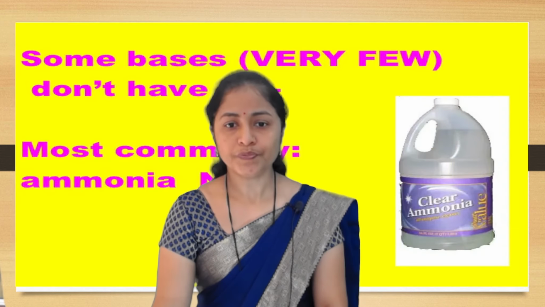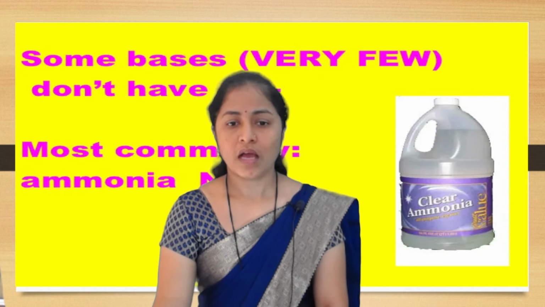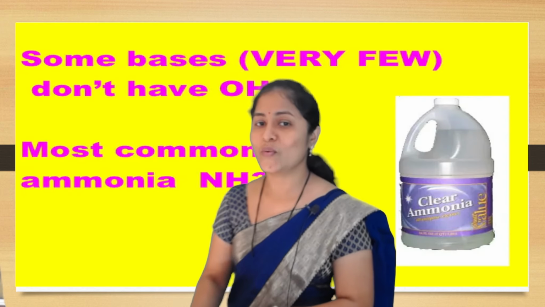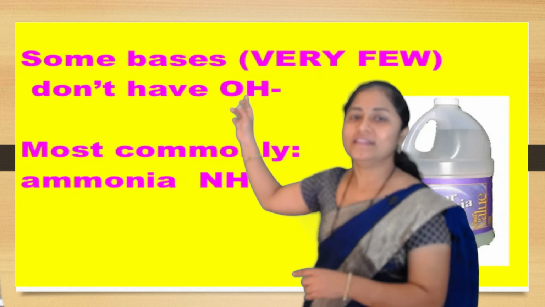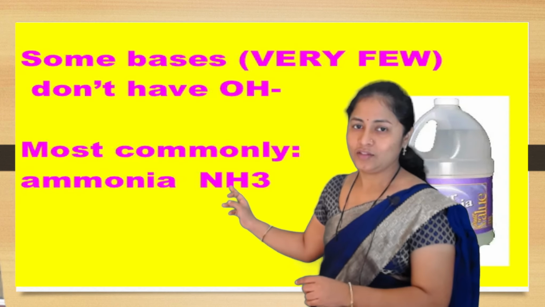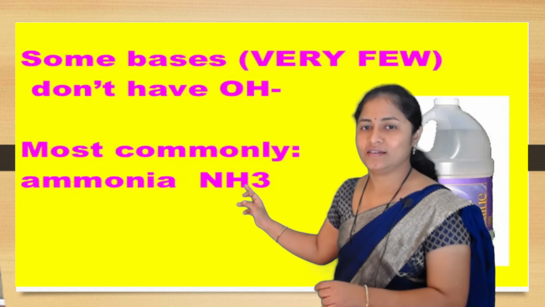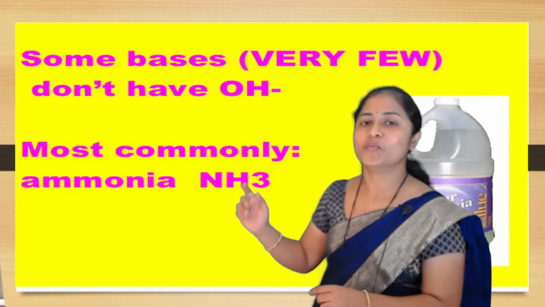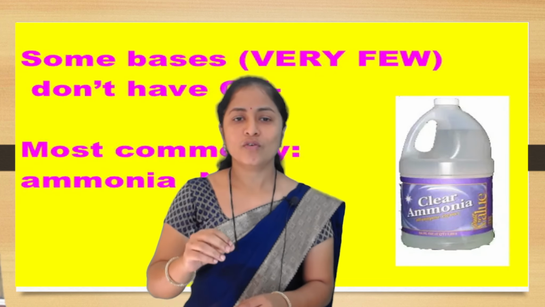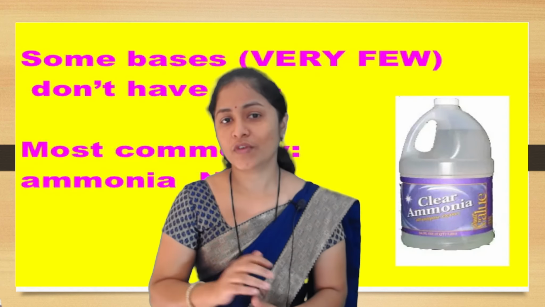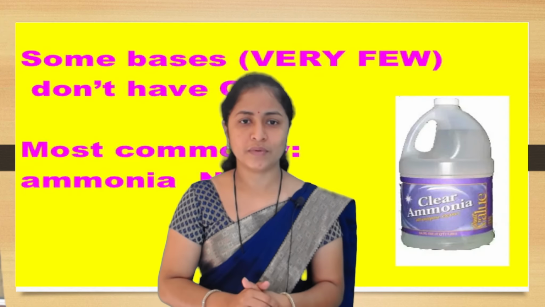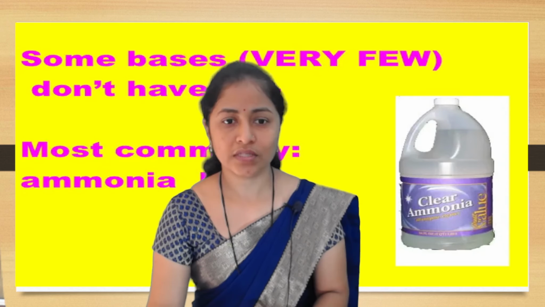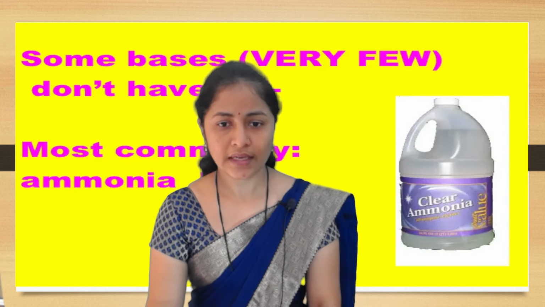Now go toward ammonia. Ammonia is a base, but it does not produce OH minus ions in aqueous solution. The formula of ammonia is NH3, and here OH minus ions are not present. Even then, ammonia is a very common base which we use in our day-to-day life. This ammonia we use for making fertilizer. So this is one of the exceptional cases.